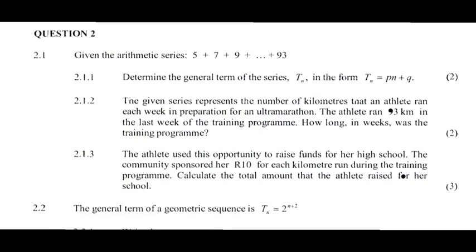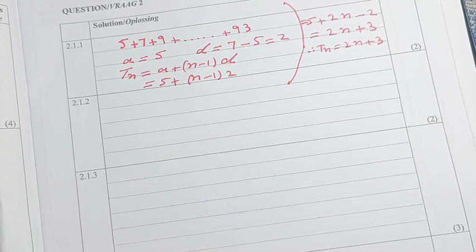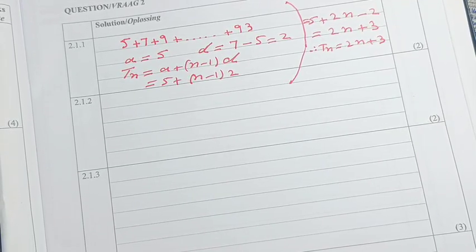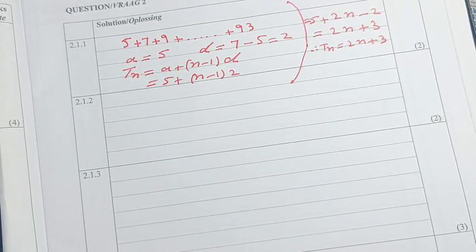Question number 2 says, the given series represents the number of kilometers that an athlete ran each week in preparation for an ultra marathon. The athlete ran 93 kilometers in the last week of the training program. How long in weeks was the training program? So they're looking for how long in weeks was the training program.